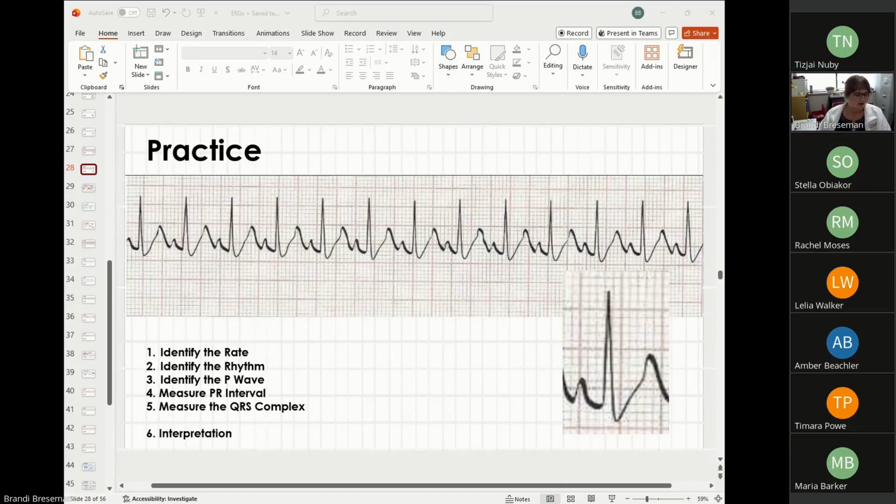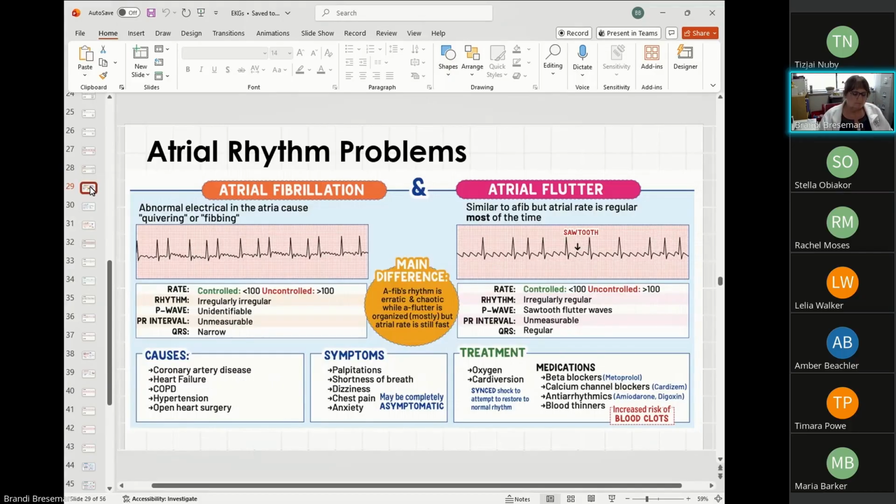All right. How do you guys feel about your sinus rhythms? Normal sinus rhythm, sinus tachycardia, and sinus bradycardia. Do you guys feel a little better now than from the beginning, when I was just talking about the boxes and all these waves? At least now you kind of understand why we do it the way we do it. Yes? Okay. All right. So now we're going to start talking about atrial rhythm problems.